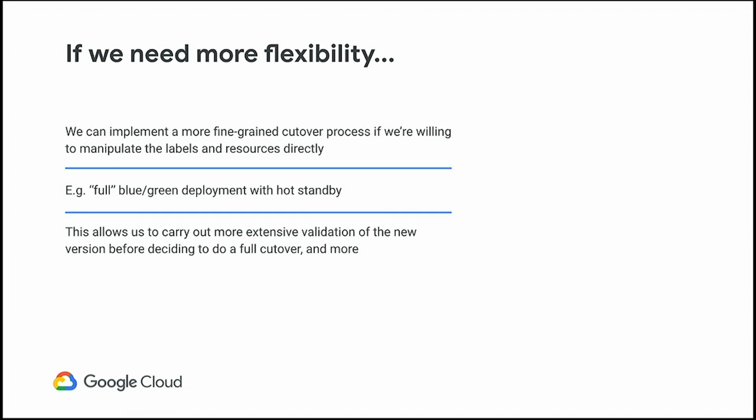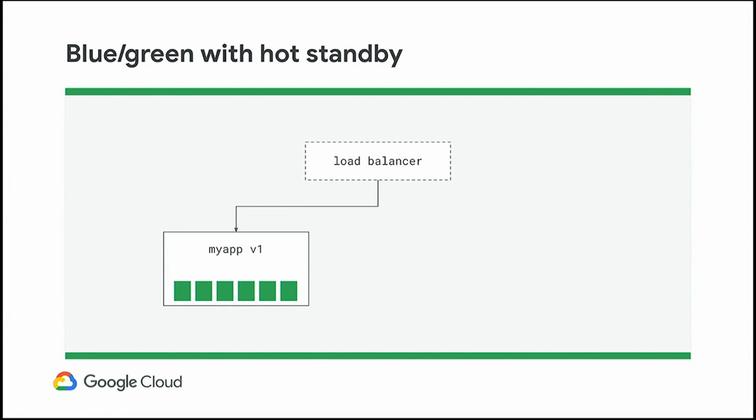For example, we can use that as a pattern to carry out more extensive validation of the new workload before we decide to expose our users to it. So at a high level, might look something like this, right? So you've got a load balancer, you've got your current version of your application running, you spin up the new version, so now you've got this thing sitting there in a sort of dark launch pattern where it's not getting any traffic yet, but the app is running, it's warmed up, you can run things against it.